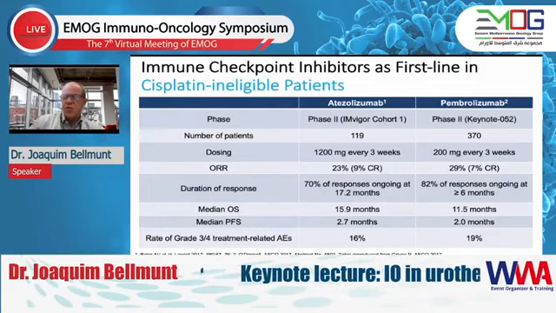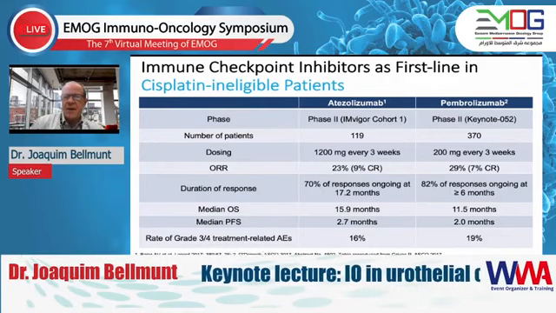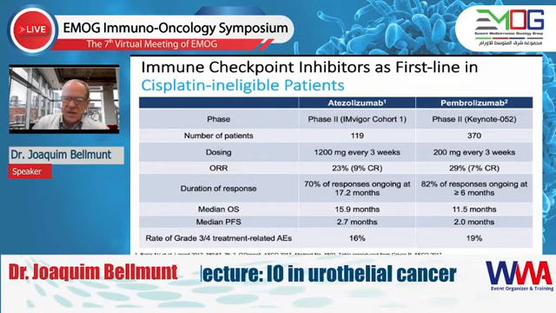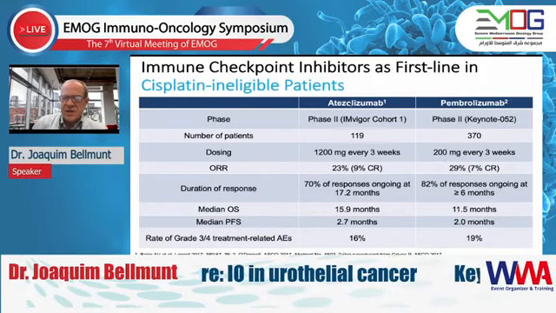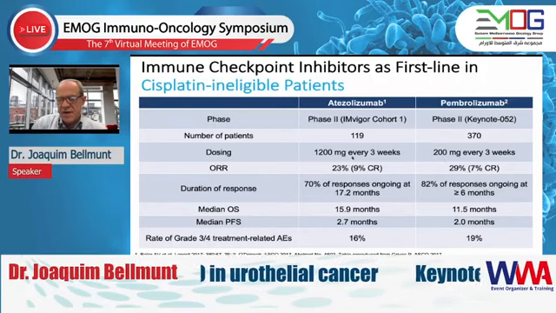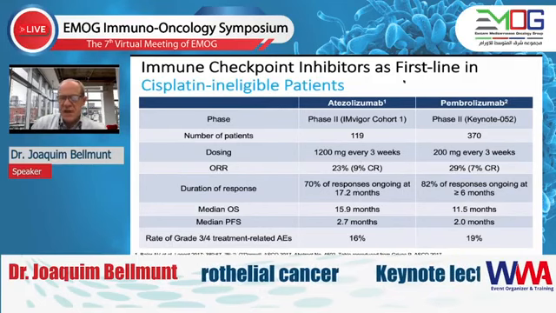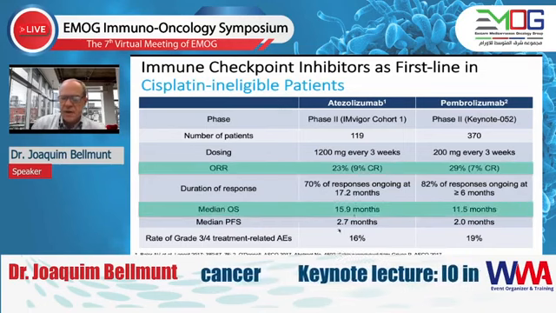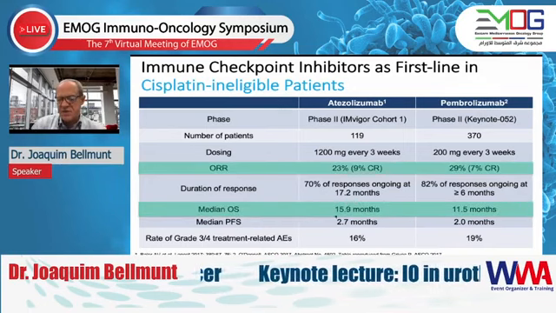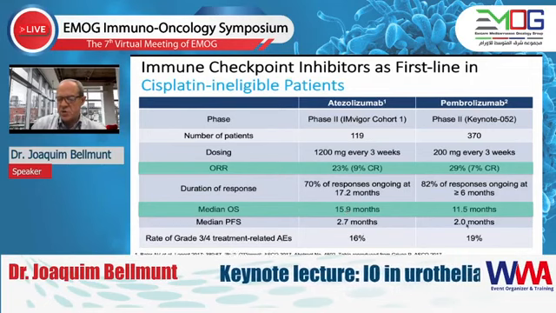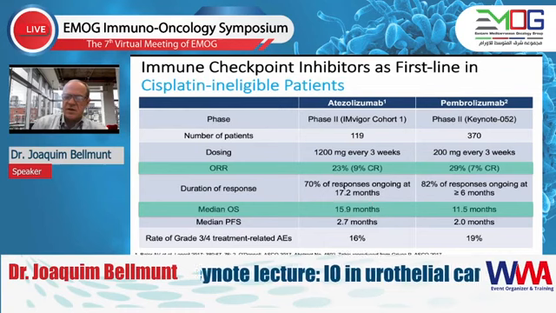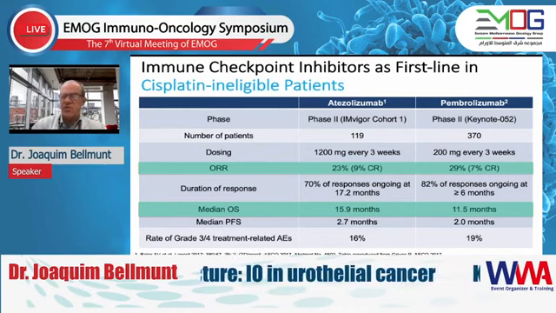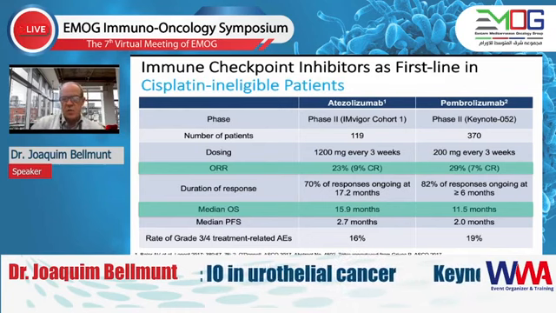And obviously, a lot of work was done in patients who were platinum ineligible, in the first-line setting. Here you can see the two trials, the phase 2 IMvigor cohort 1, showing atezolizumab providing some benefit in those patients receiving first-line immunotherapy being platinum ineligible. The median survival in these first-line platinum-unfit patients was 15.9 months, and for pembrolizumab also close to 12 months. And as mentioned, the duration of response was outstanding in some patients receiving immunotherapy. This led to the initial approval of these two agents in first line in patients who were unfit.